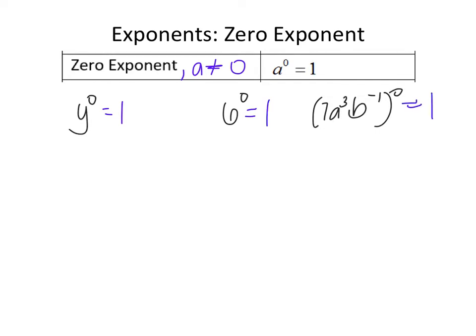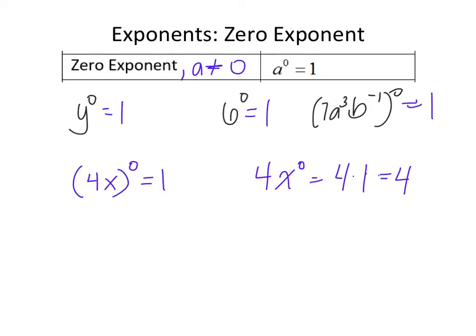It's important to note that an exponent applies only to the factor it's directly next to, unless parentheses enclose other factors. So if you had 4x raised to 0, this would be equal to 1. But if you had 4 times x raised to 0, the 0 exponent is actually only for x at this point. So this becomes 4 times 1, which is 4. So that's the difference there.